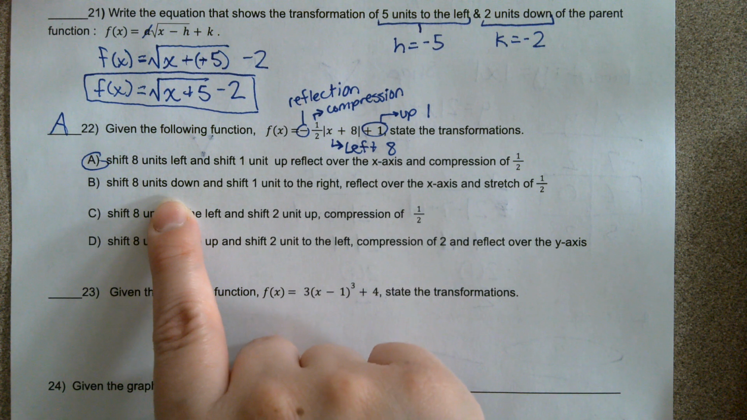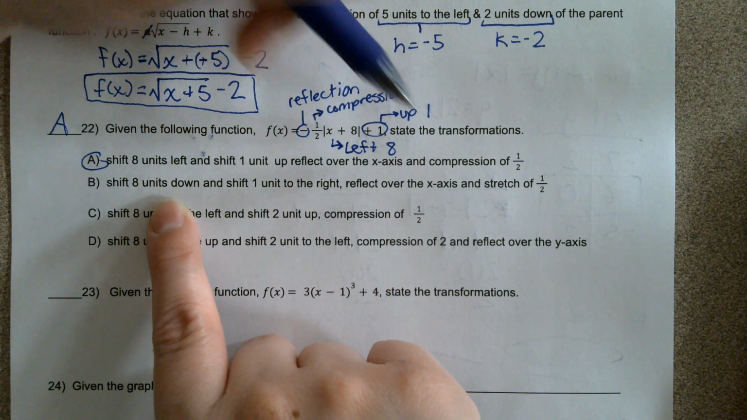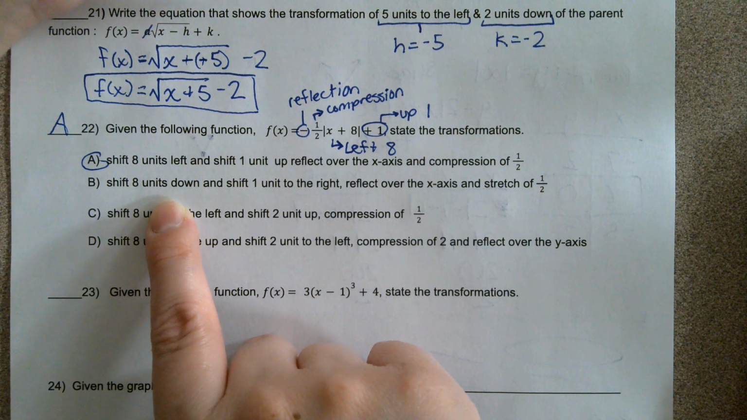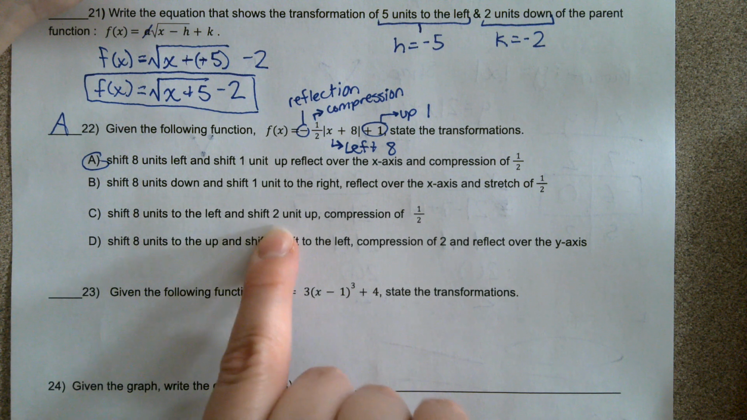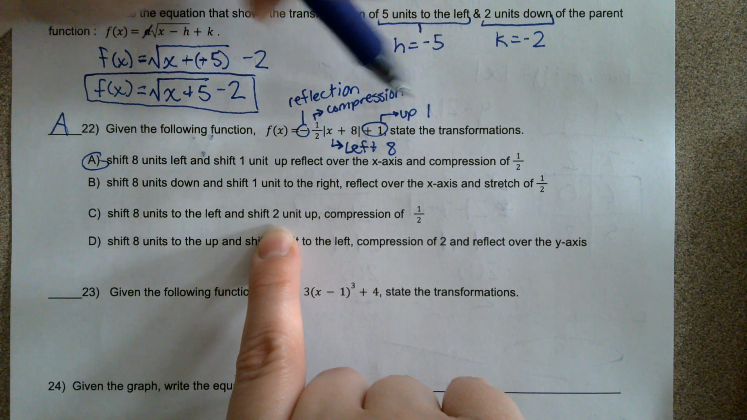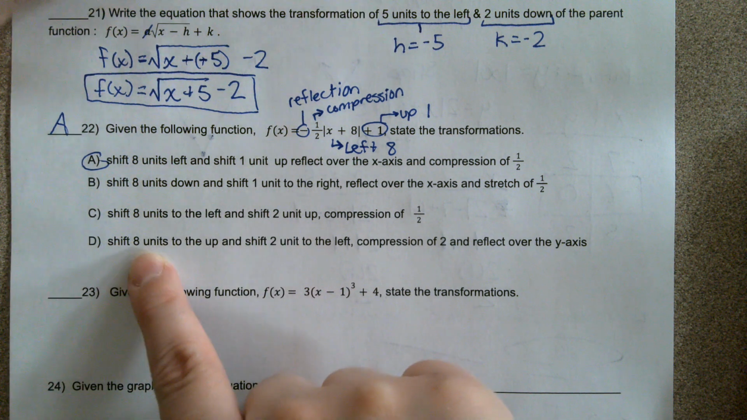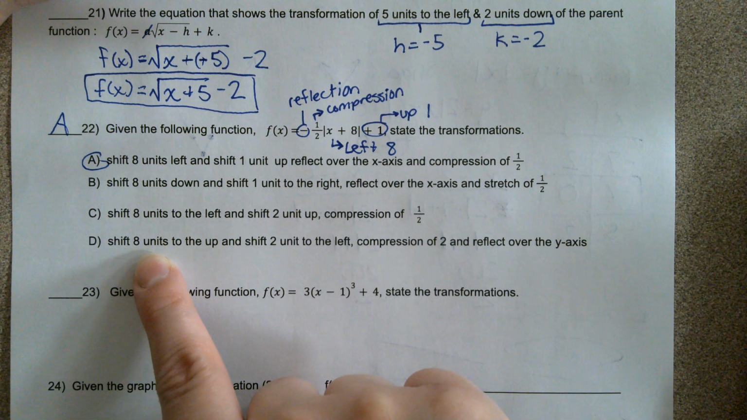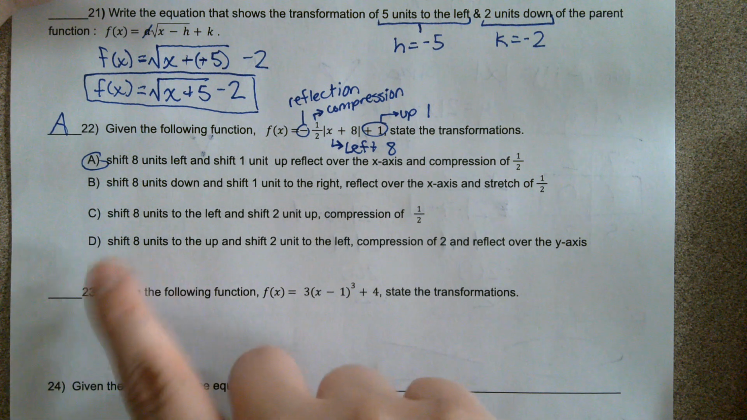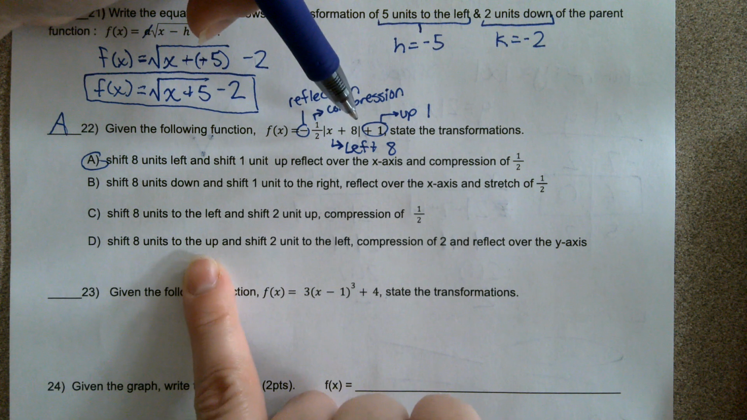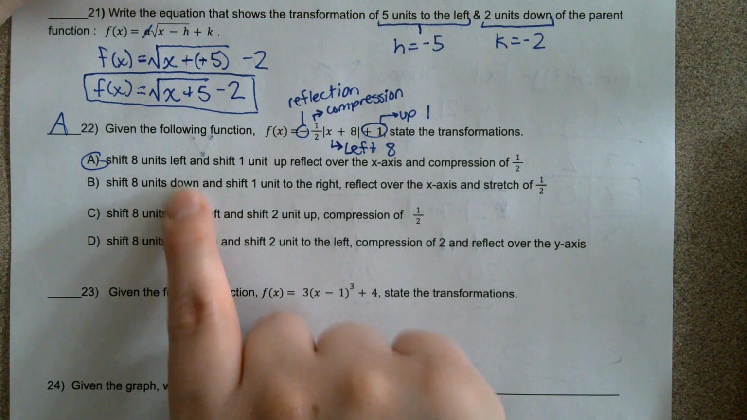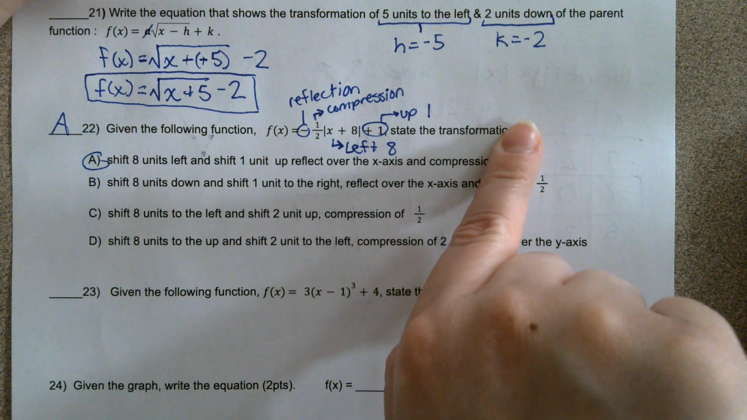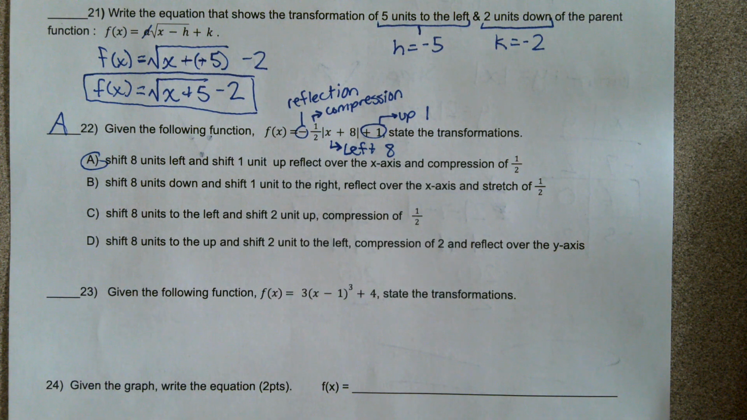8 units down right off the bat. No, there's no down, let alone 8 units down. 8 units left, yes. 2 units up, nope, it's up 1. D, 8 units up. I don't think they meant to write that. 8 units up, again, no. It's 8 units left. So we didn't make these too terribly bad. If you know what you're doing here, you should be good to go. You should be able to find the right one.